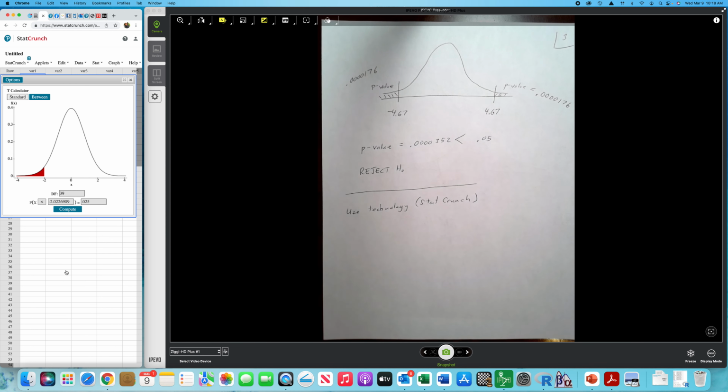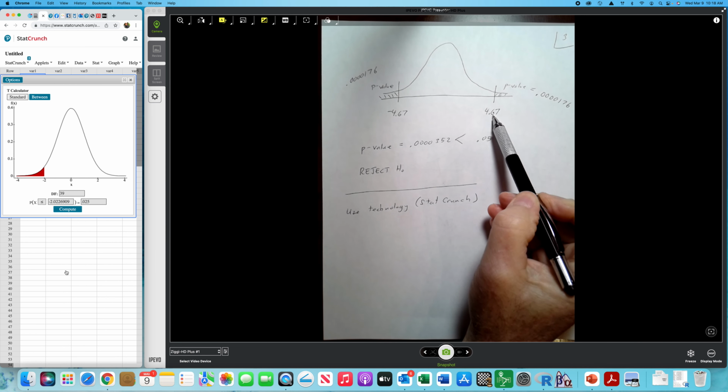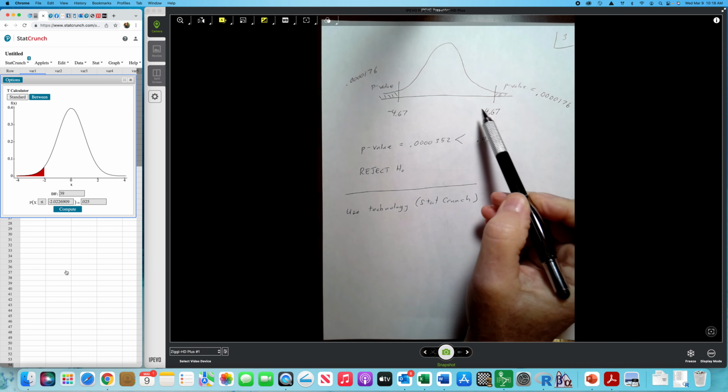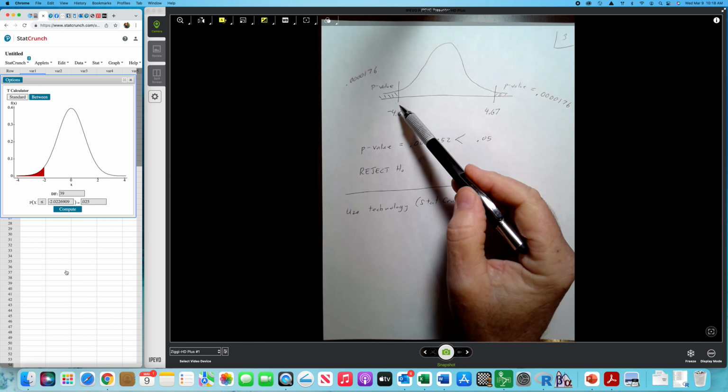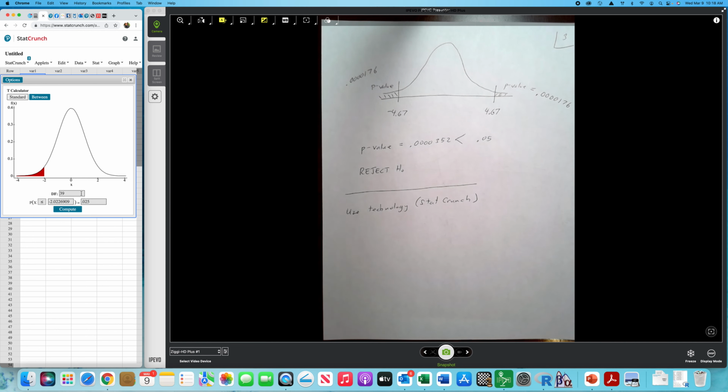Now, here's the major difference in the critical value approach and the p-value approach. In the critical value approach, we divide our region with critical values. In our p-value approach, we divide our area by the test statistic. And since we're conducting a two-tailed test, we have to have the area above 4.67 and the area below negative 4.67. Now, again, easy to do. So I want above 4.67.